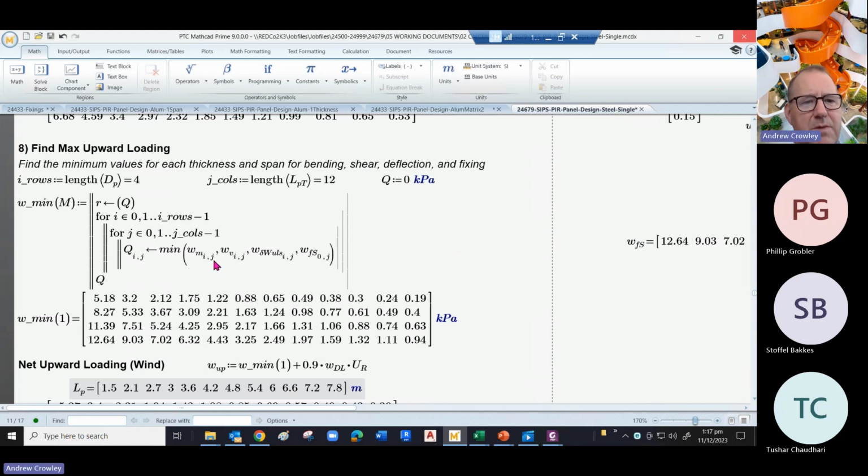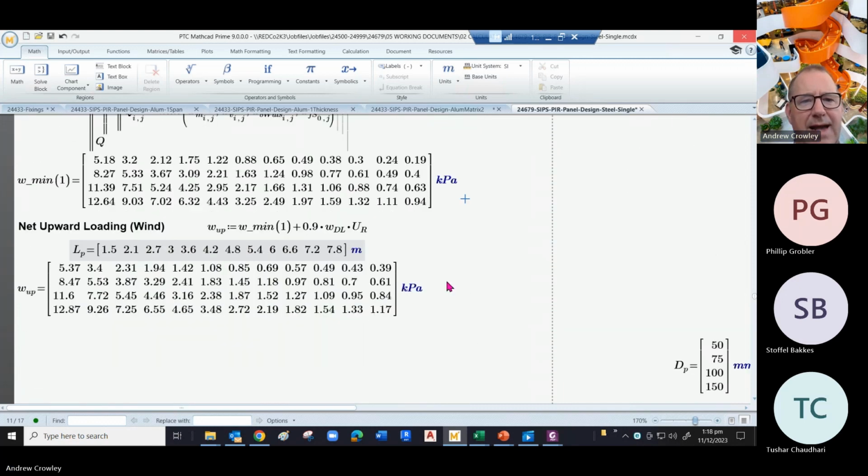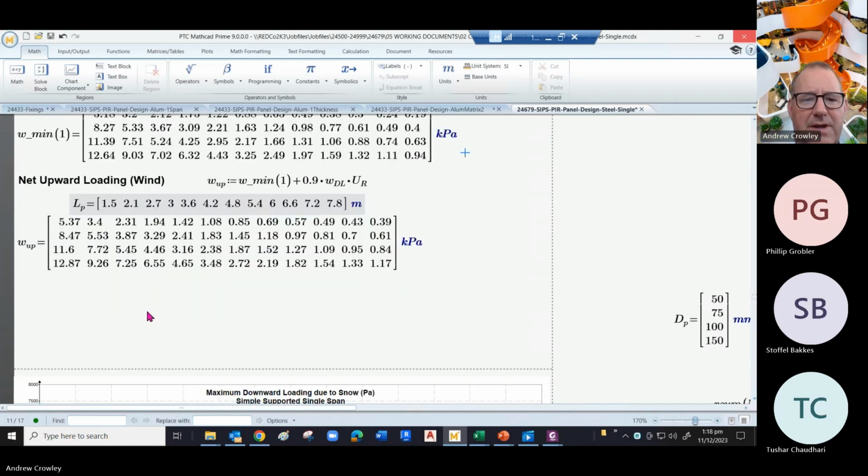and we take the minimum of the bending, short-term shear this time rather than long-term, the short-term deflection, and then the fixing. And because the fixing is a one-dimensional matrix or an array, your row is therefore going to be row 0, the first. And it compares all 4 values and populates another table, W-min. Then we add the dead load, only using a 0.9 factor with that. So that increases slightly the amount of load you can put upwards on your panel.